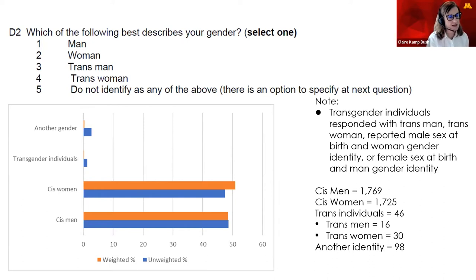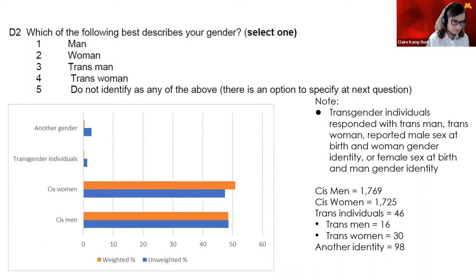I want to make an important note here that if you're interested in people whose sex assigned at birth doesn't match their gender, you would want to ask both of the questions that I showed you, because some people reported that they were male sex at birth, but reported woman as their gender identity, which makes total sense to me, given the people that I know that are transgender. So you couldn't just ask this item and pick up those folks in your data if that's what you intend to do with this item.